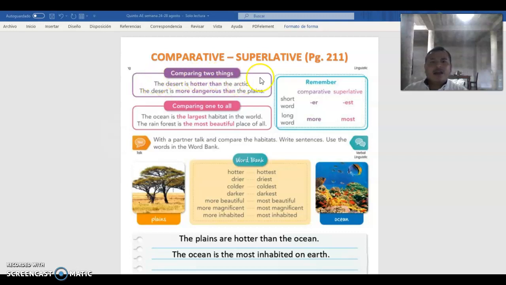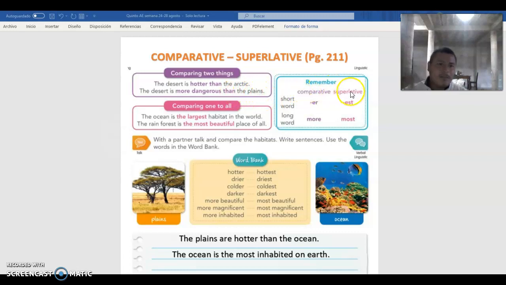And you see right here we have examples. Let me remind you this first. In short words, remember, short words, we add er in comparatives, and in long words we use more. Okay, if you see right here, let's see the examples. It says that the desert is hotter than the Arctic. Okay, it's hotter, er. And the second example, it says the desert is more dangerous. So I'm using more because it's long. Danger is a long word. Okay, and the desert is more dangerous than the plains.